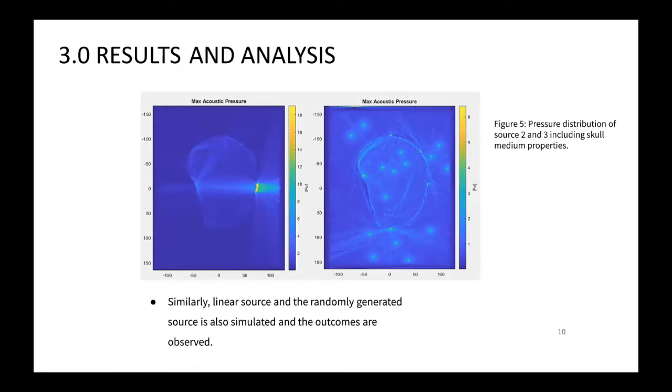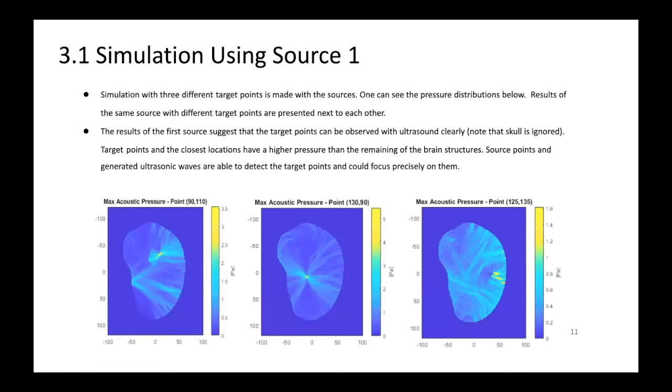One can see the ultrasonic waves cannot penetrate the external hard skeletal tissue, as the skull does not allow most of the ultrasonic waves to pass through. A simulation with three different target points is made with the sources. The outcomes of the first source suggest that the target points can be observed with the ultrasound clearly, and the specified target points could be focused.